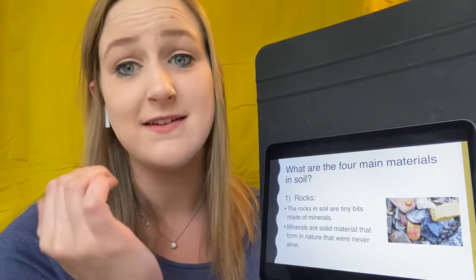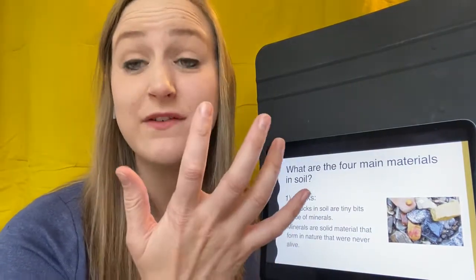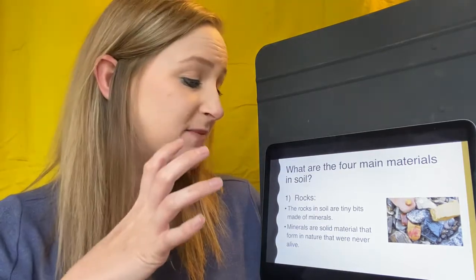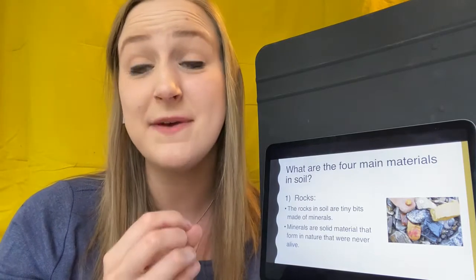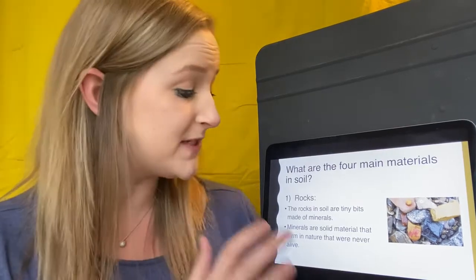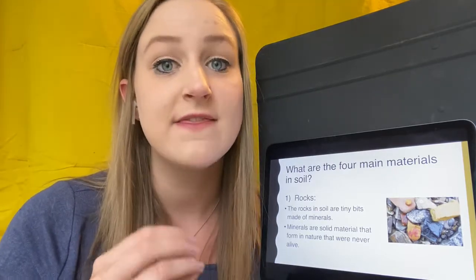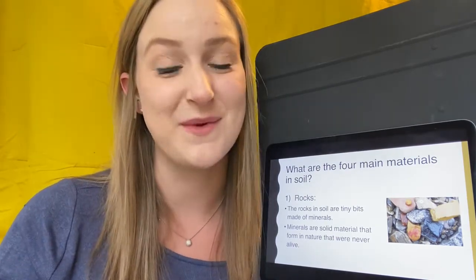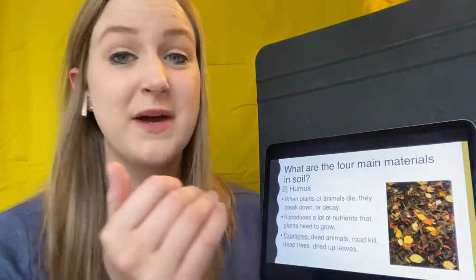So what are the four main materials in soil? The first thing that you find in soil is rocks. Now, I'm not talking necessarily about big rocks. Sometimes the rocks in soil are really tiny bits made of minerals. What are minerals, you might ask? Minerals are solid materials that form in nature that were never alive. So these are little tiny rocks. They never came from living creatures. They just were there on the earth when God created the earth, and they might be really, really small because they've broken down over time through a process called erosion, which we are going to be talking about later on this week.